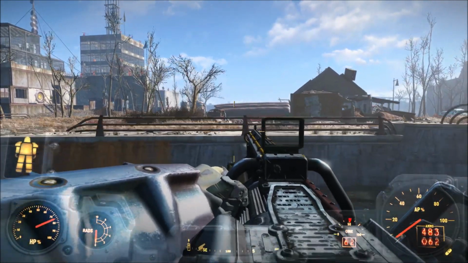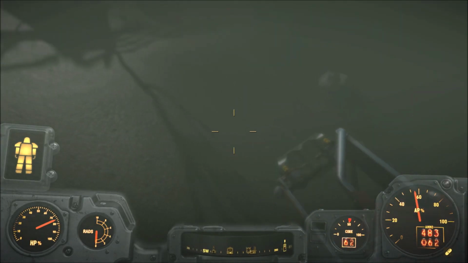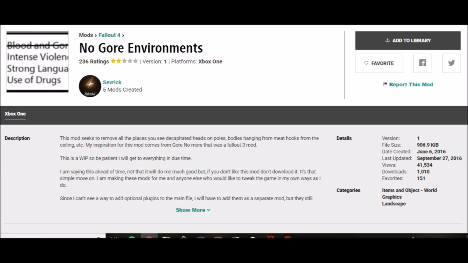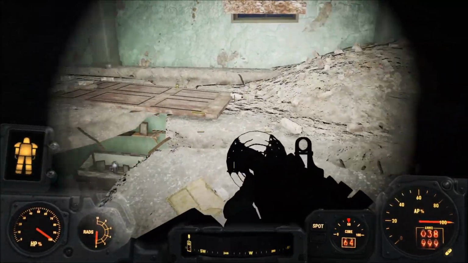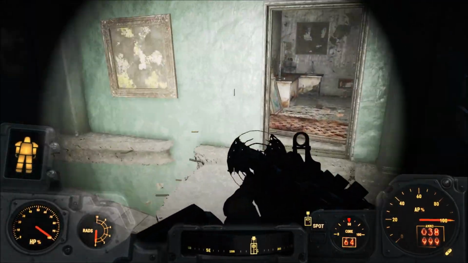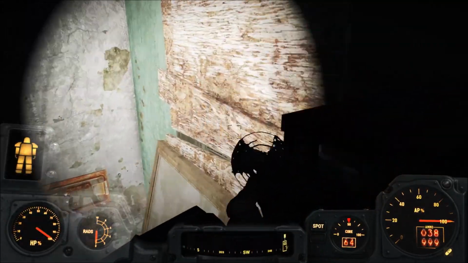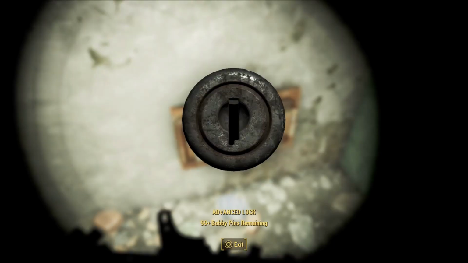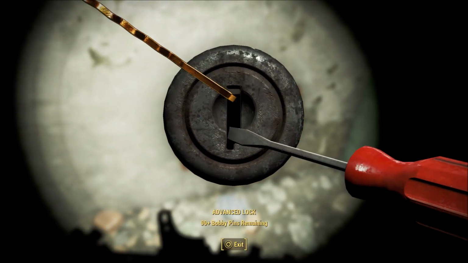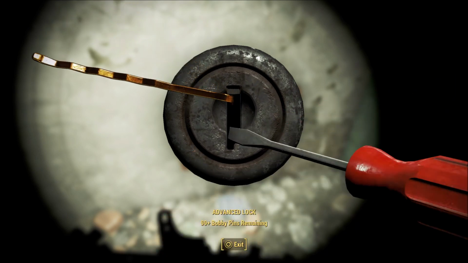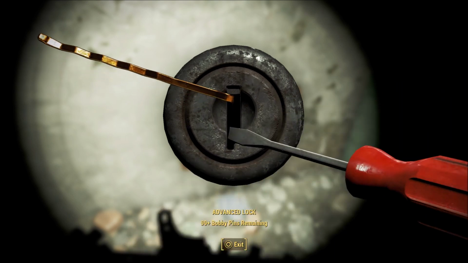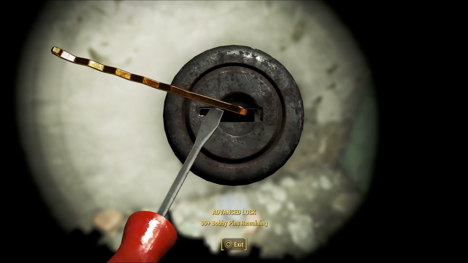So the next mod I want to talk about is called Gore Environments, and it's actually created by the same modder who created the language filter. In fact, he created most of the mods in this list. But this mod seeks to remove things such as decapitated heads, bodies hanging from meat hooks, and limbs strewn about. Those things are obvious that you don't want your children to see, and so this mod will effectively remove them, but not in all locations.